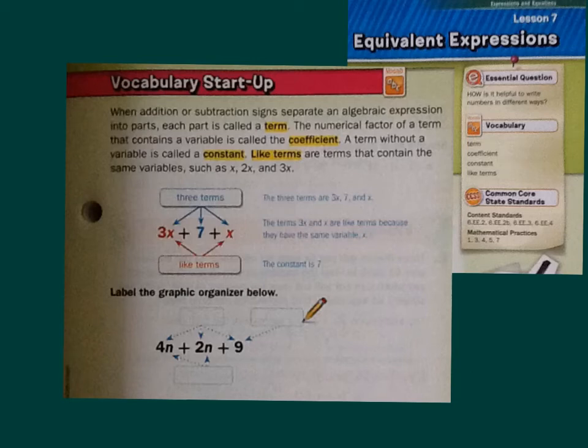Follow along with me on page 495. We are now on Chapter 6, Lesson 7, Equivalent Expressions. So we're going to have a few more vocabulary words.